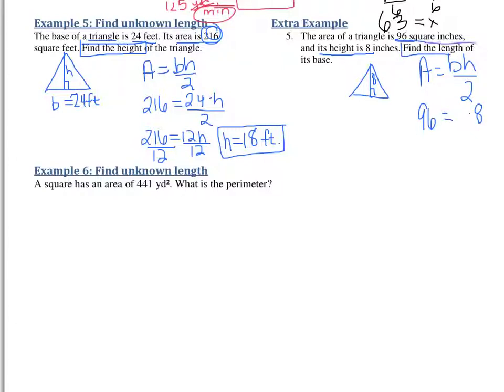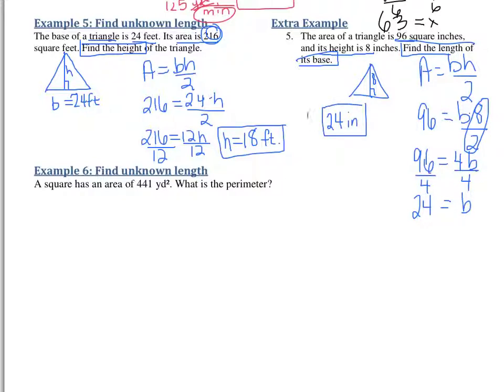Find the length of its base. So I'm looking for my B. So I'll put B in here and divide by 2. Well, just like last time, I can reduce this. 96 equals 8 divided by 2 is 4B. Divide both sides by 4, and my base equals 24. So the question said find the length of the base. So the base is 24, and my units there would be inches. And there's my length of the base.